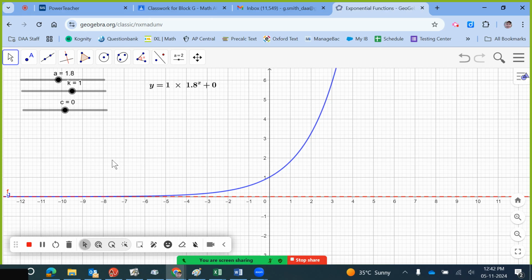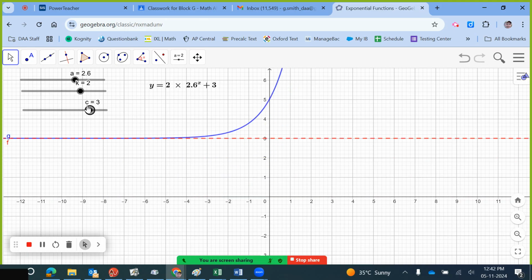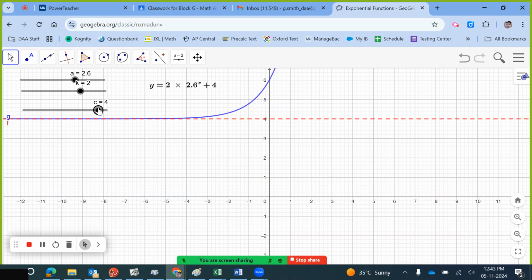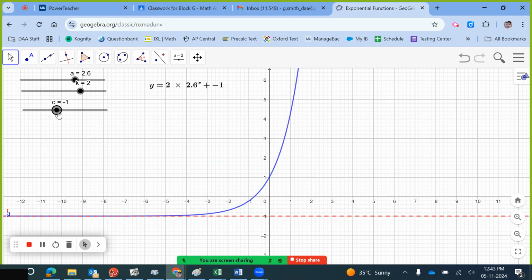Right, so first up we want to see the horizontal asymptote. That's that red line here. We can see this dotted red line which shows the horizontal asymptote, and we want to see what changes it. If I wiggle A, it makes no effect. If I wiggle K, it makes no effect. But if I move C, it changes it. So the horizontal asymptote is affected only by C.